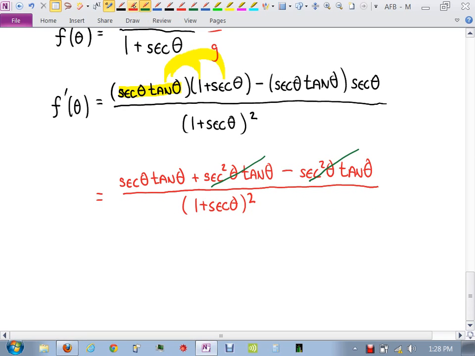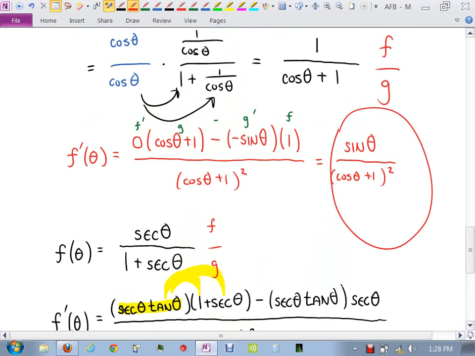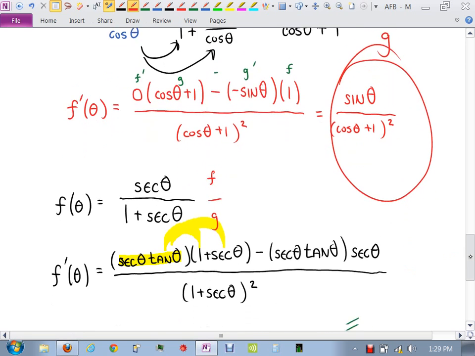And the only thing I'm left with is secant theta tangent theta over 1 plus secant theta squared. That's pretty clean. Could you go further? Probably. But I'm not going to. I mean, you could get it to turn out to this answer, right? If you worked on it long enough, you could get it to look like that.